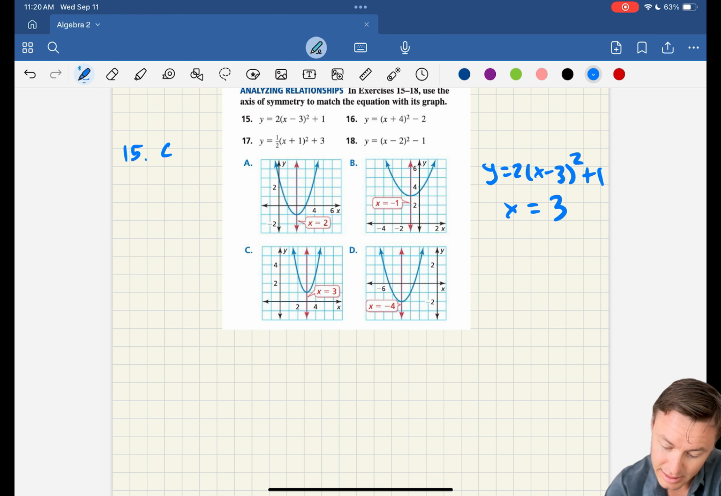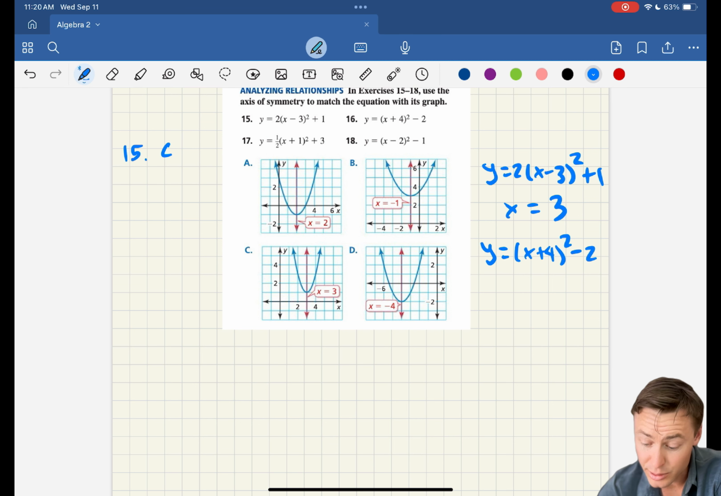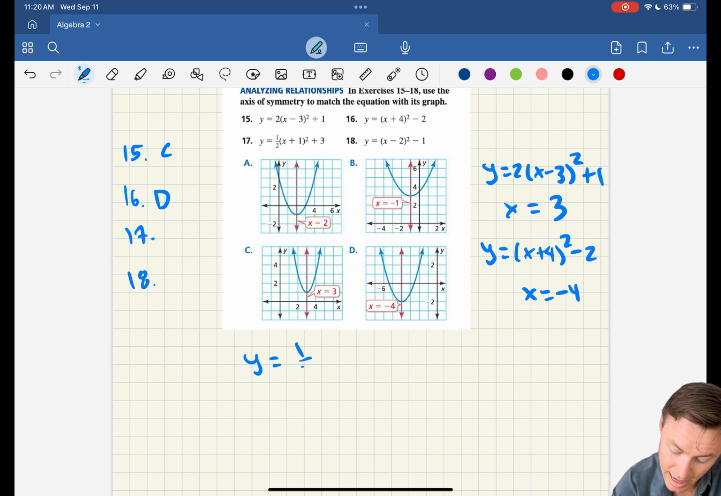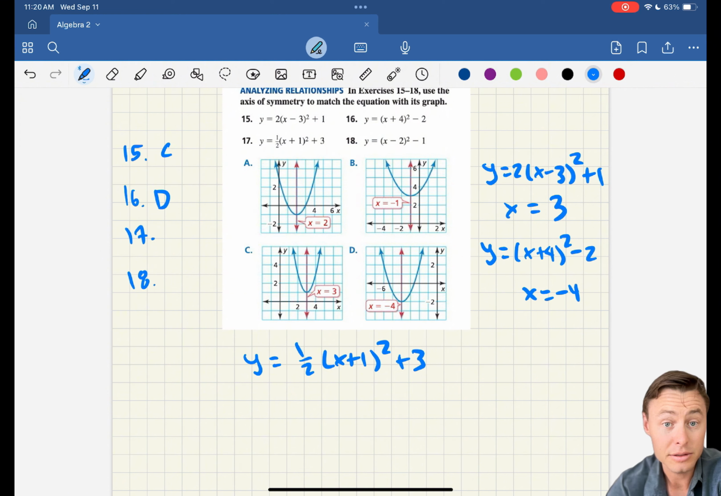Doing the next thing, for number 16, we have y equals (x plus 4) squared minus 2. In this case, our h value is -4 from that +4 inside parentheses, so x equals -4 would be our axis of symmetry. So for 16, the graph that has an axis of symmetry of -4 is D. We'll do the same thing for 17 and for 18. For 17, we've got y equals 1/2 times (x plus 1) squared plus 3. In this case, our h value is -1, so our axis of symmetry is x equals -1.